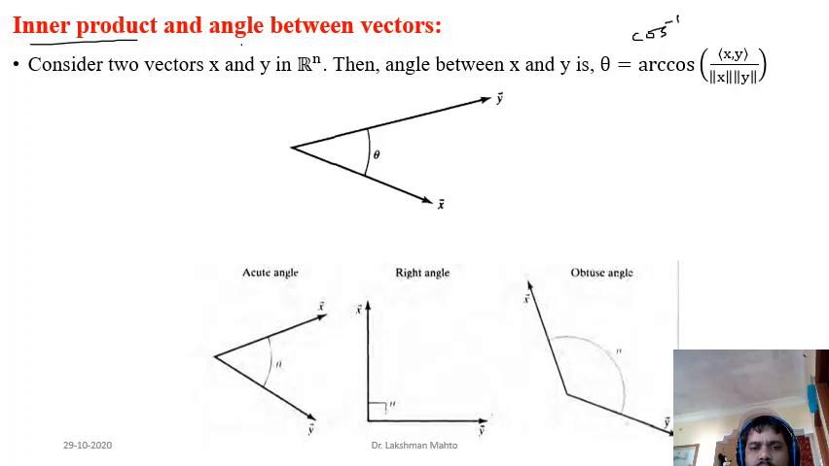So here you can observe the pictorial view of this representation. How can you find theta? Theta you can find by taking the inner product, taking the ratio, and then applying cos inverse. You will get your desired angle.